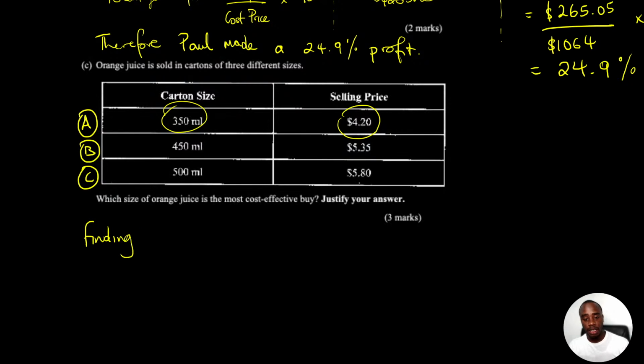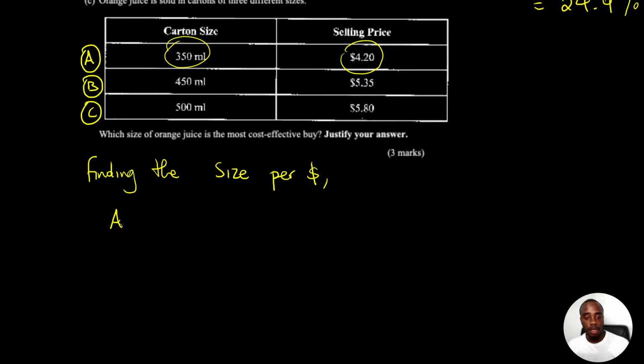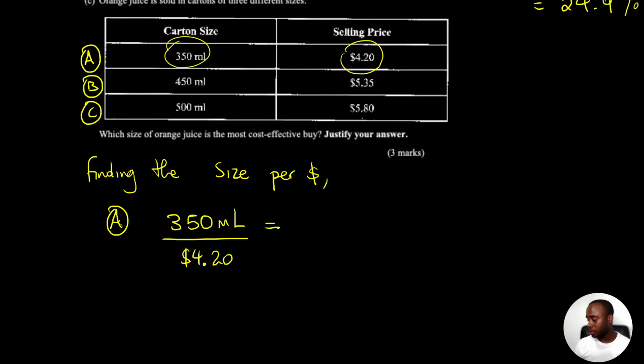So now finding the size in milliliters per dollar. Okay. For A, the size in milliliters would be 350 milliliters divided by $4.20. Okay. So now we need to work that out. Somebody put that in the chat for me. What is 350 divided by 4.20? What is that?